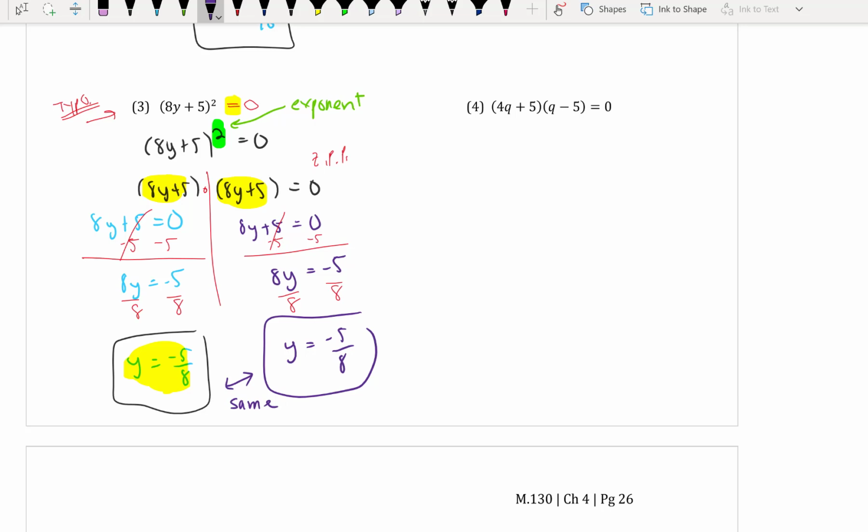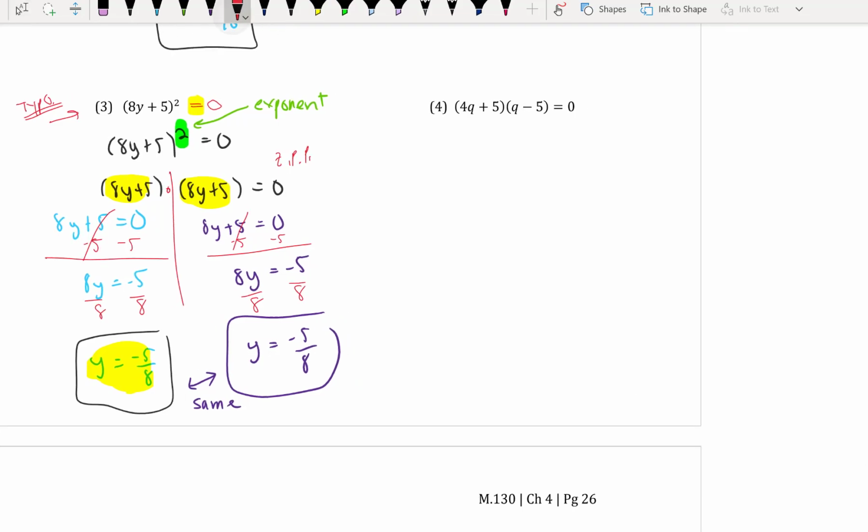Okay, so now for number 4, because I have it equal to 0, I can use my zero product principle. So I'm going to split it in half since it's being multiplied and it's equal to 0. So the first half, I'm going to have my 4q plus 5 is equal to 0. To solve for q, I'm going to subtract 5 from both sides, so that 4q is equal to negative 5. From here, divide by 4, since q is being multiplied by 4, and q by itself is going to be negative 5 over 4.